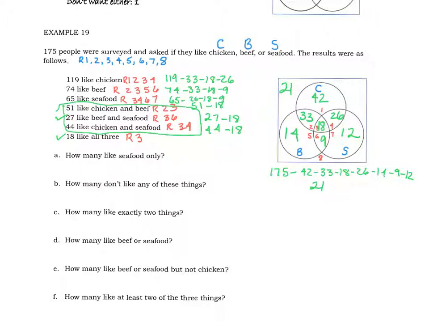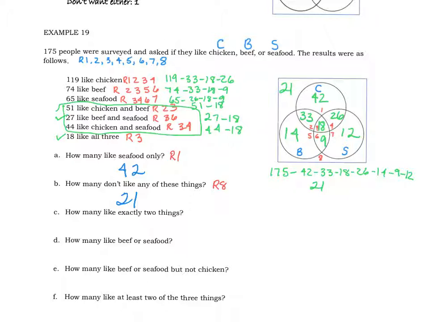How many like seafood only? All right, seafood only would be just region 1, right? Okay, so then our answer to that question is 42. How many don't like any of these things? Well, we just figured that out. That's going to be region 8. And so that's just going to be 21.